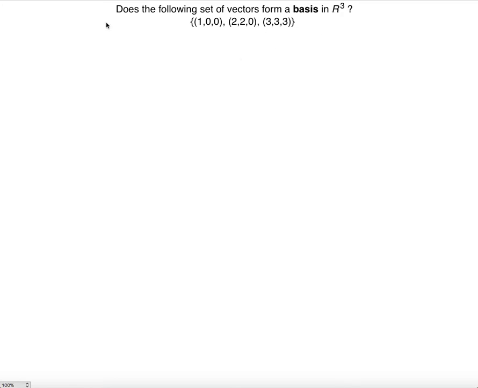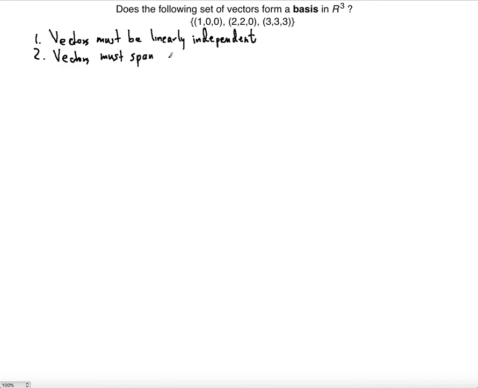Okay, so we know that in order to show that the given set of vectors form a basis, we need to satisfy two conditions. The first condition being that the vectors must be linearly independent, and the second condition is that the vectors must span the three-dimensional space.